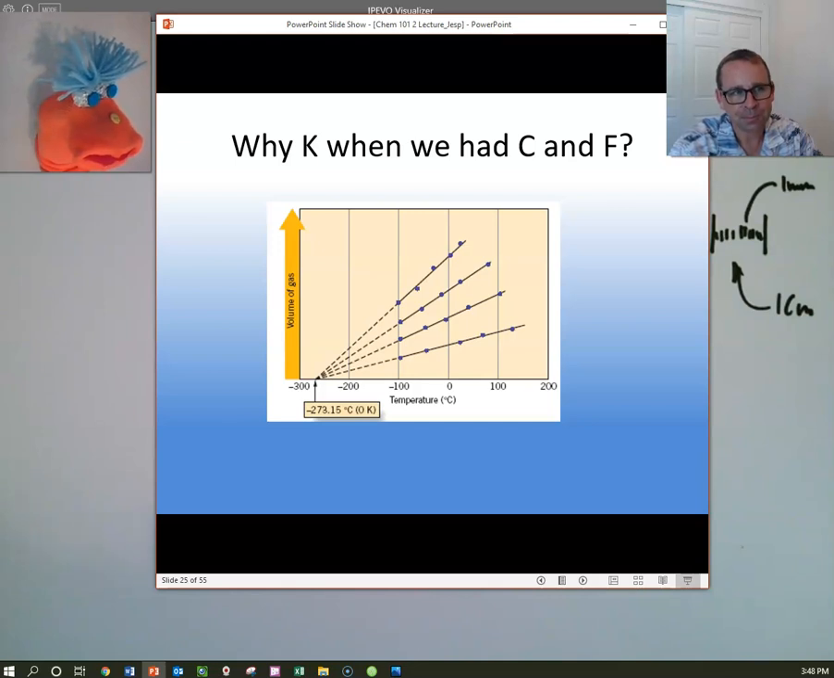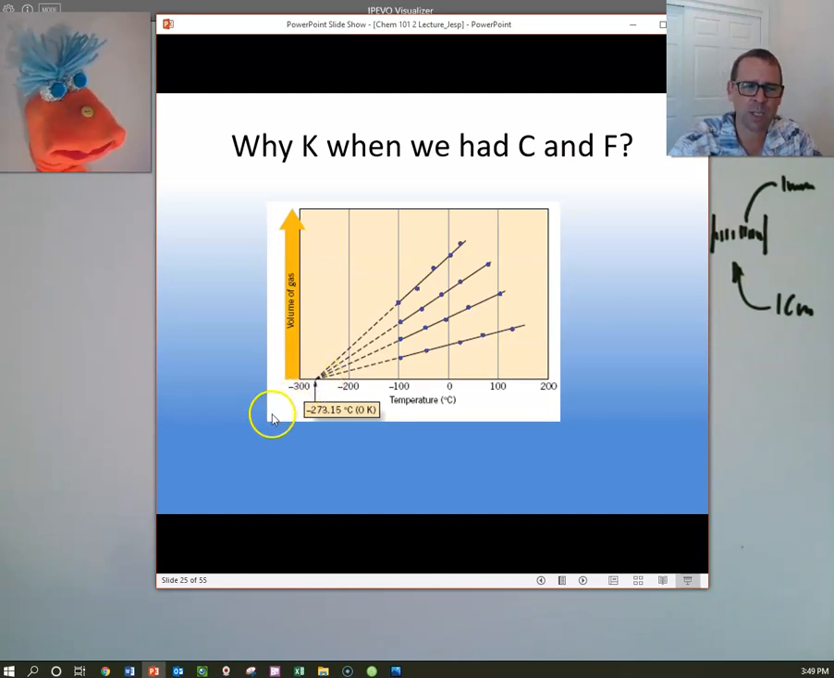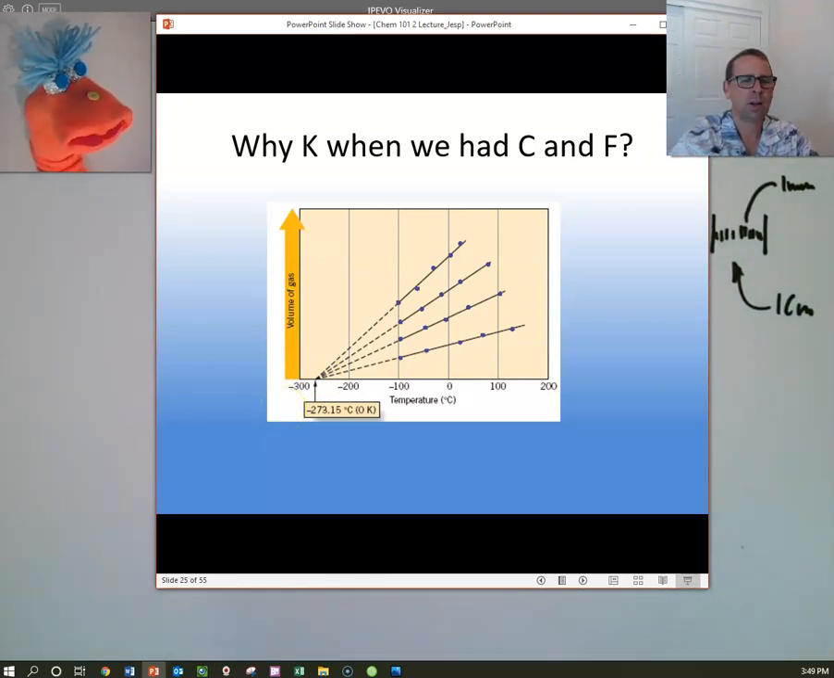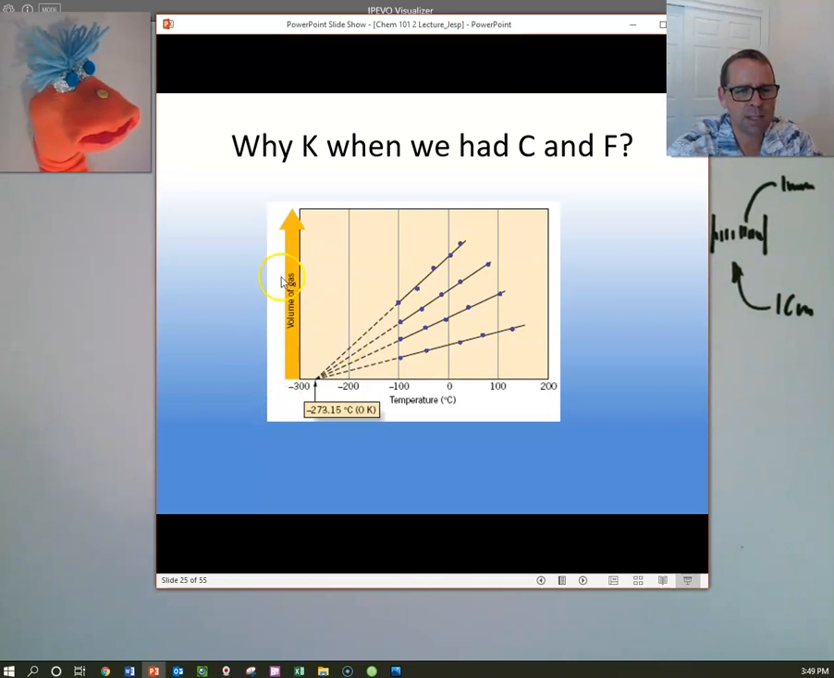But what Kelvin recognized here and what others recognized is that there's a point in which the volume of the system becomes zero. How would that be? If there was actually atoms there, you couldn't become zero. And would it actually continue to become negative, smaller than nothing? Right? So this didn't make any sense. And so what they said was there's probably a point where you can't get any colder.